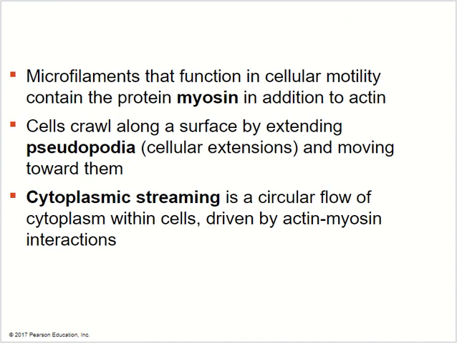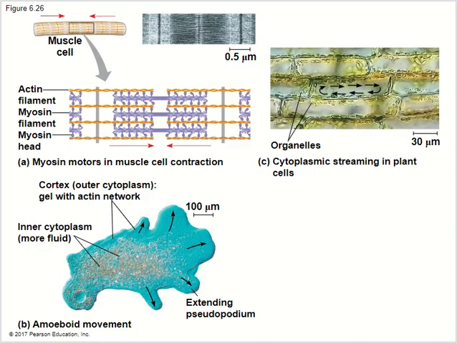Microfilaments that function in cellular motility contain the protein myosin in addition to actin. Cells crawl along a surface by extending pseudopodia, cellular extensions, and moving toward them. Cytoplasmic streaming is a circular flow of cytoplasm within a cell, driven by actin-myosin interactions.